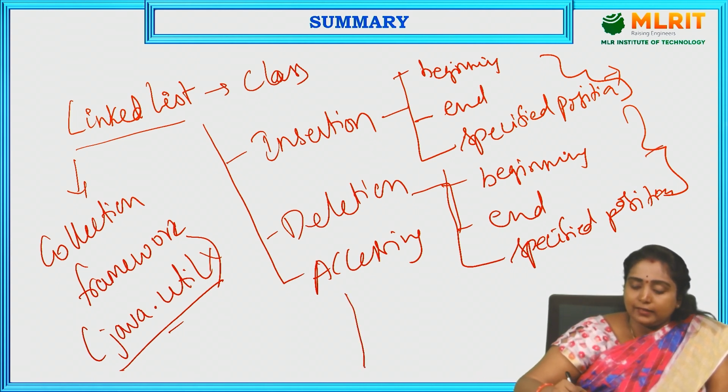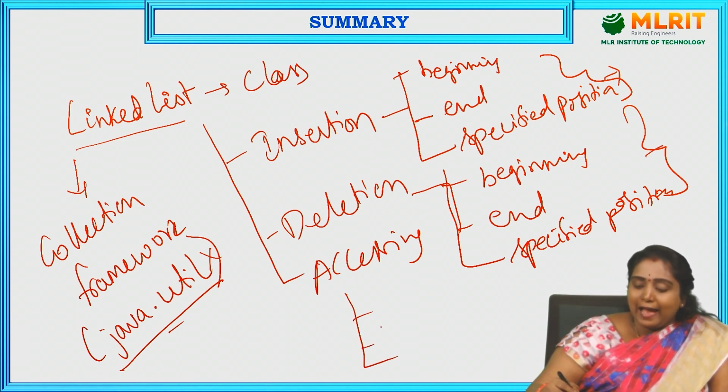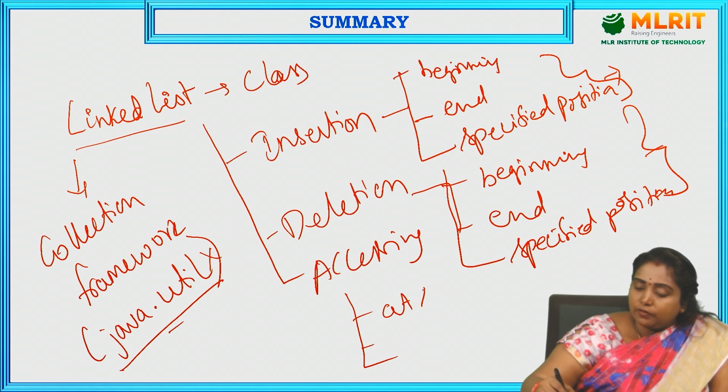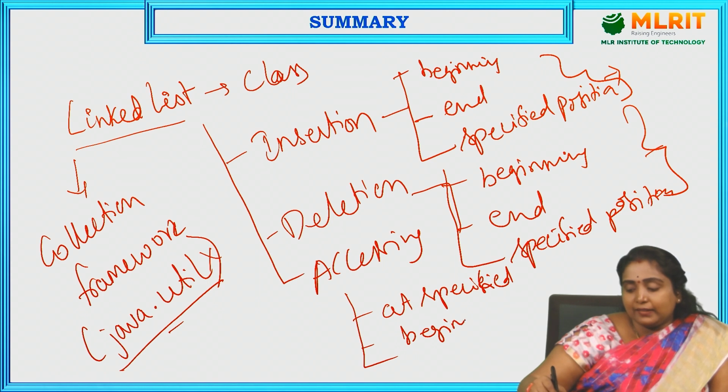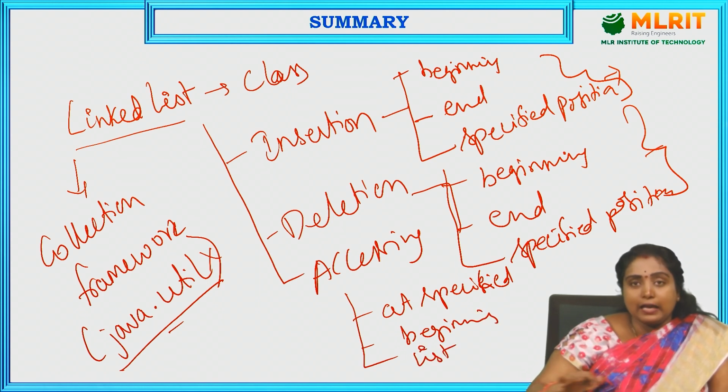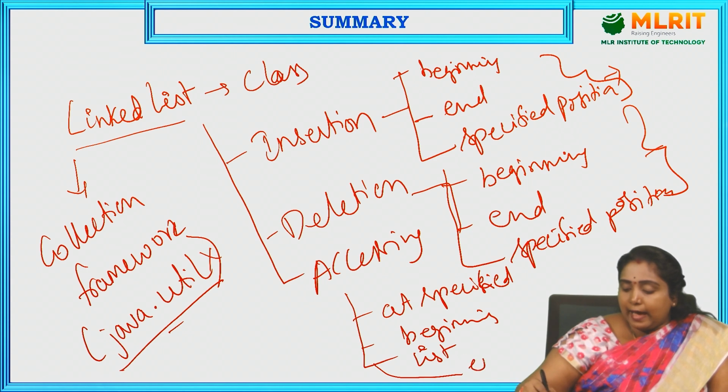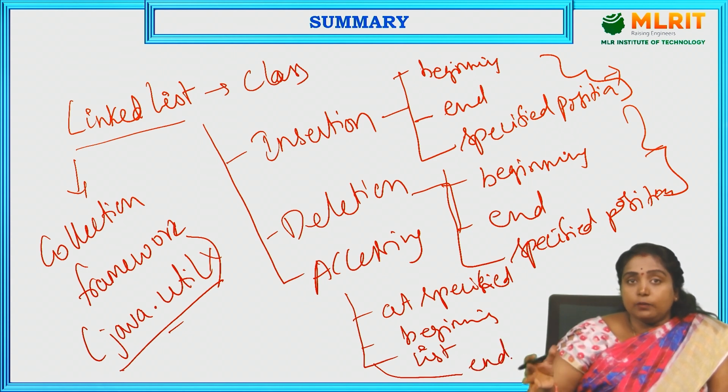And for accessing, there are many methods. You can access the element at a specified index value, you can access the beginning element, you can access the entire list, and you can access the ending element of the list.